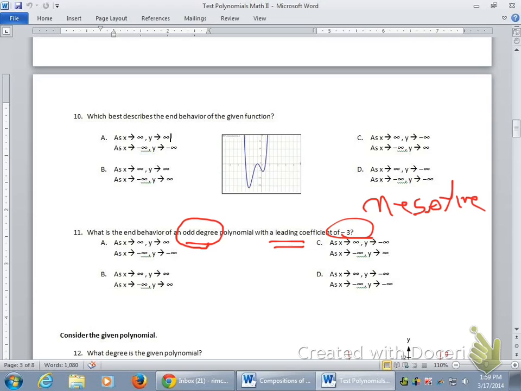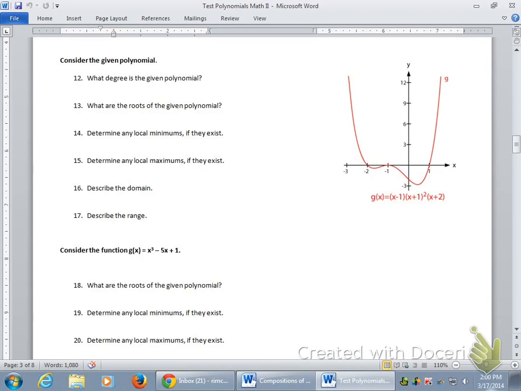Some of you forgot that it was negative, and way back from the first week of school, what does a negative a do to a function? Flips it over the x. So whatever you ended up with here, don't forget you have to flip it before you figure out the end behavior, right? So some of us forgot that part. Starting with number 1, what degree is the polynomial? How do you determine degree?